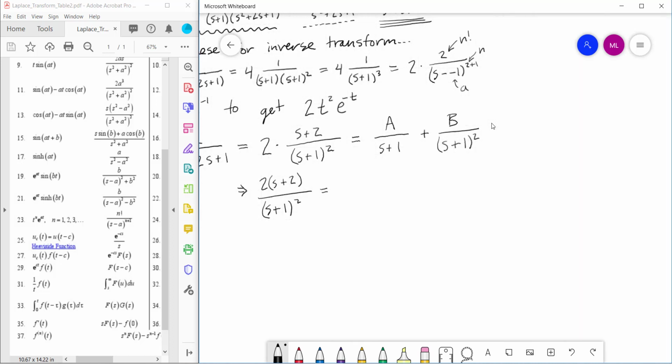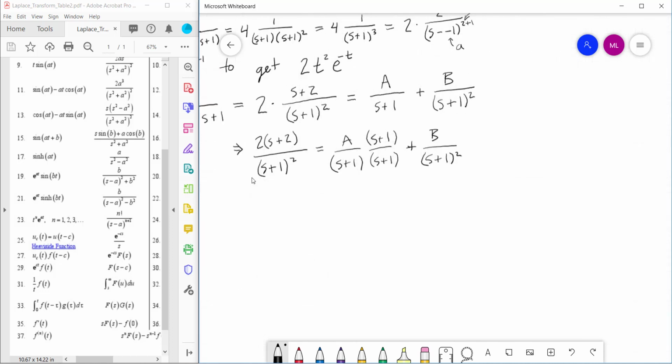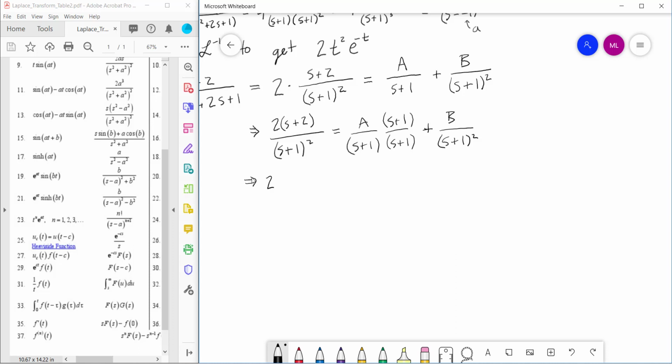What is this going to look like when we get this denominator? Well, this denominator is already there. This one I just need to multiply top and bottom by an s plus 1. So we have a over s plus 1 times s plus 1 over s plus 1. Let's toss parentheses around that, plus b over s plus 1 squared. So there's what we've got. All of these denominators are now going to match, so we can just compare numerators. And we wind up with, in this case, comparing numerators, we have 2 times our s plus 2 is supposed to be equal to a times s plus 1 plus b. So compare numerators.